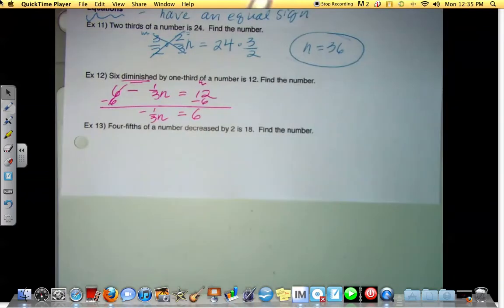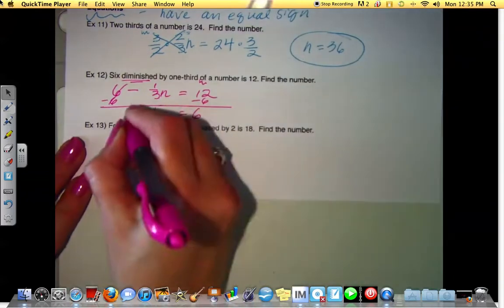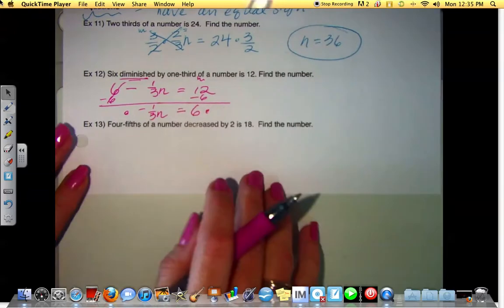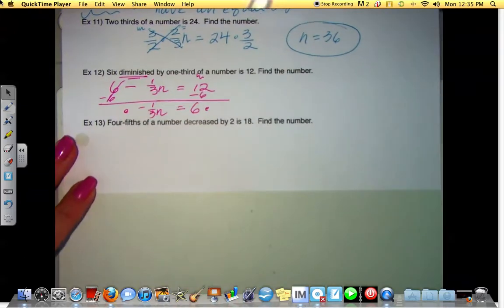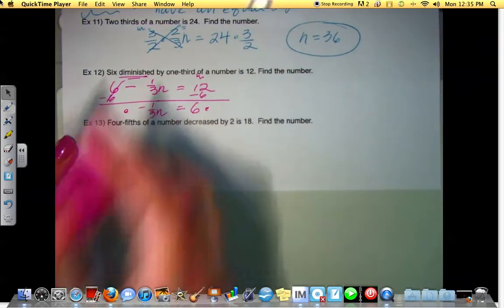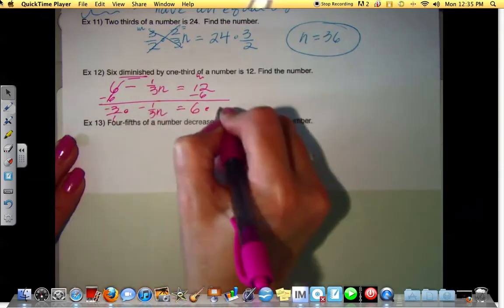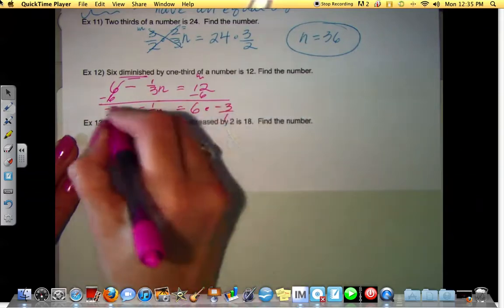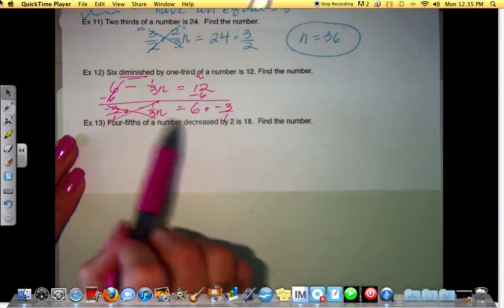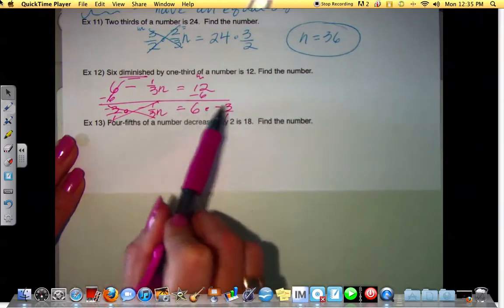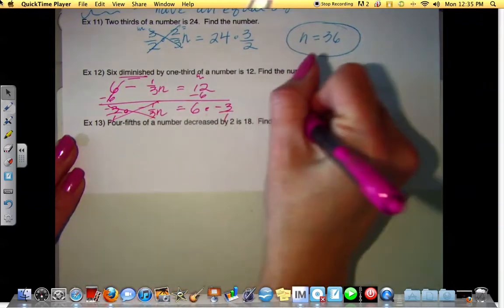Now what are we going to do? Multiply by the reciprocal. Wow, you guys said that in chorus. What's the reciprocal? Negative 3 over 1. The 3's cancel, the 1's cancel. So I have n equals 6 times negative 3 divided by 1, which is?